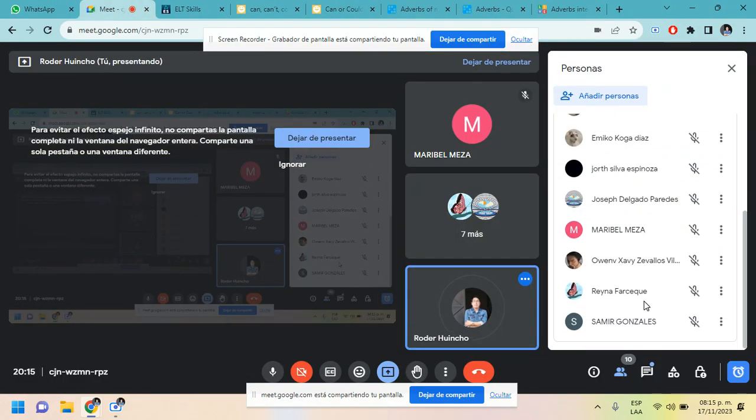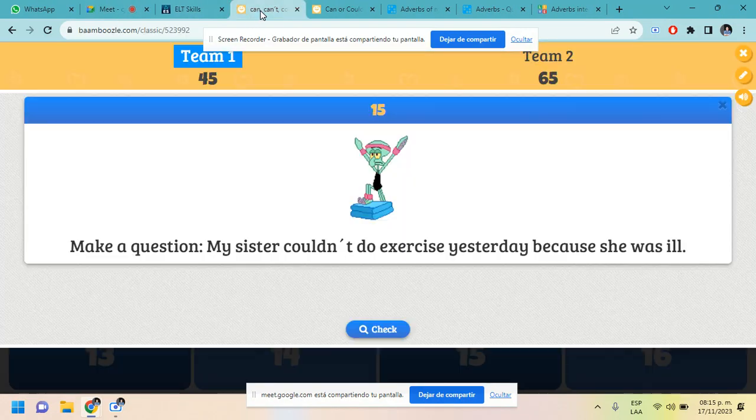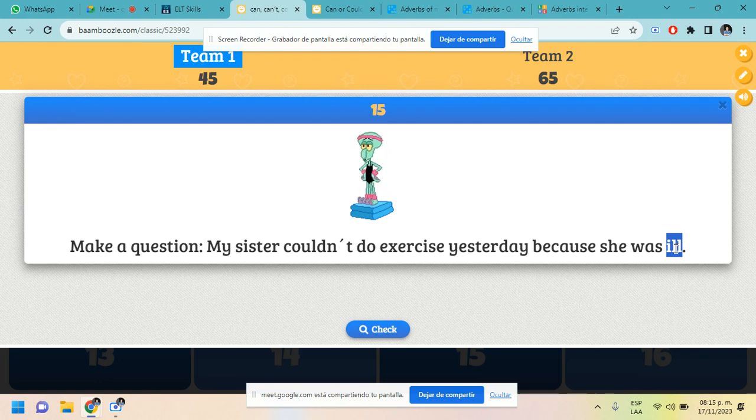Let's see. Owen, tell me. Could your sister do exercise when she was ill, when she's sick? Yes, she could or no, she couldn't. No, she couldn't, okay? She couldn't do exercise because she was ill.